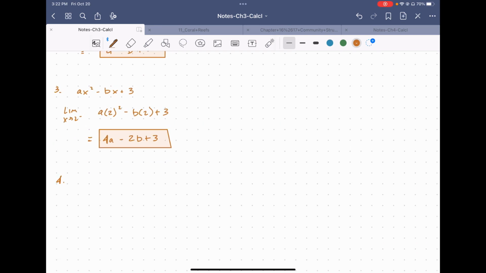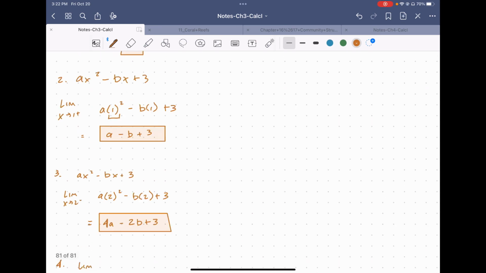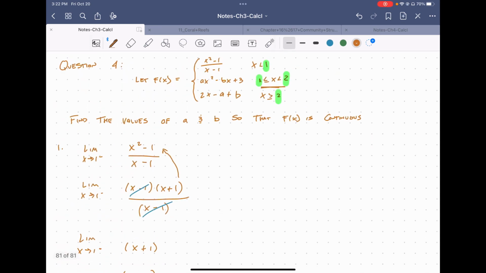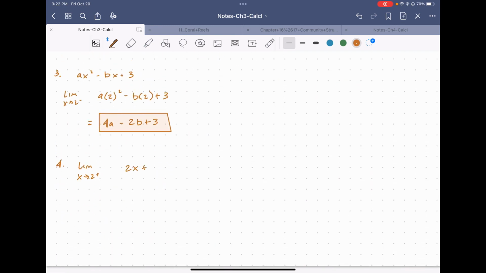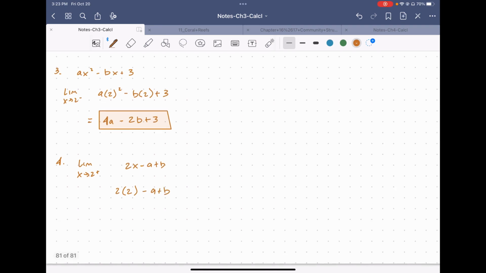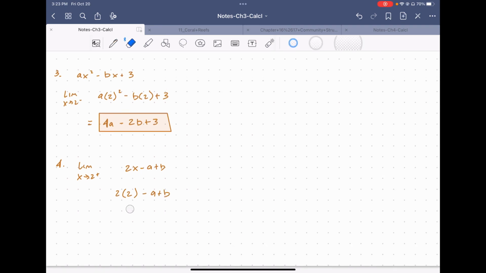And then finally, for the limit part, we will do the limit as x approaches 2 from the right, which as you can see above here is the bottom equation. We go ahead and plug the number 2 into that. So we have 2x minus a plus b. And we're going to plug in our number 2. So 2 times 2 minus a plus b, so we have 4 minus a plus b.